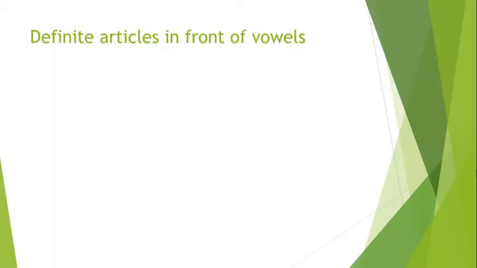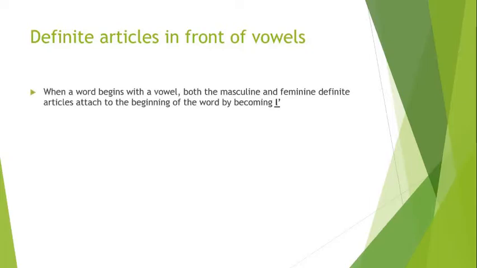So something weird happens also when definite articles are in front of vowels. I don't know if you've noticed, but in all of the examples that I've given throughout the course, I've never put an article in front of a word that begins with a vowel. That's because I didn't want to show you this until now. This is what happens when a word starts with a vowel. So the masculine and feminine definite articles, they both attach. So it just becomes L apostrophe and then the noun.